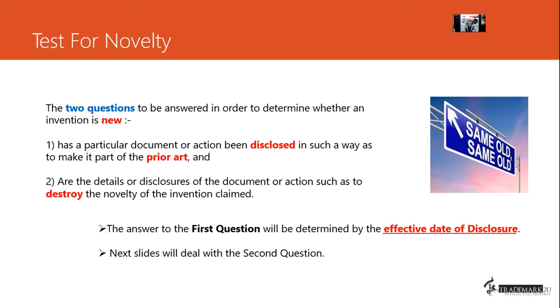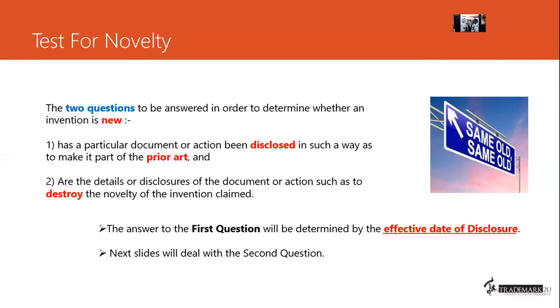Okay. Now, first, you ask yourself this question. Every time you want to do a self-check, when you have invented something, it's very simple. Ask yourself this question: has a particular document or action been disclosed in such a way that it makes it part of the prior art? And are the details?